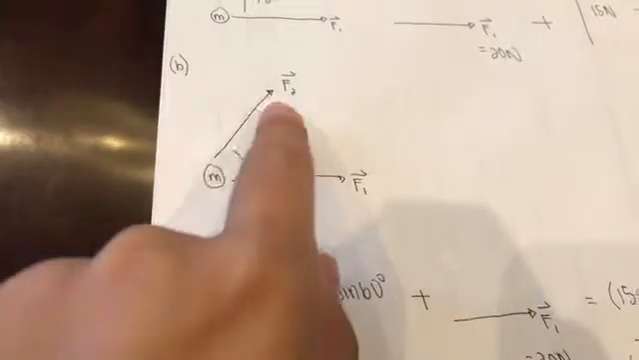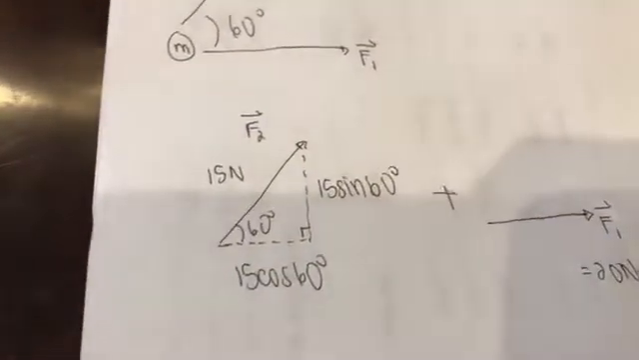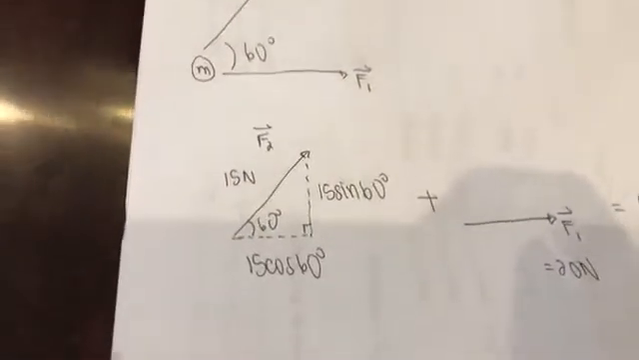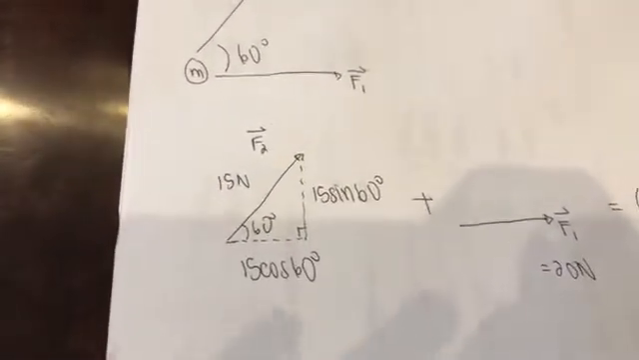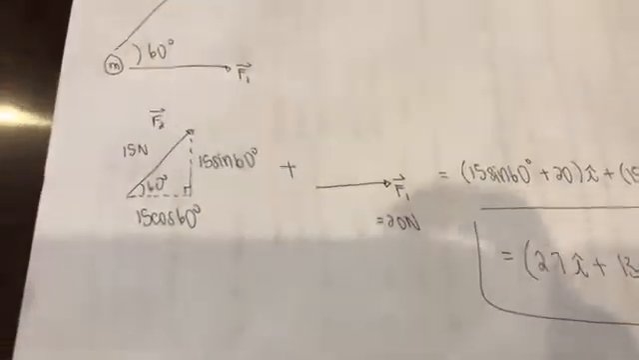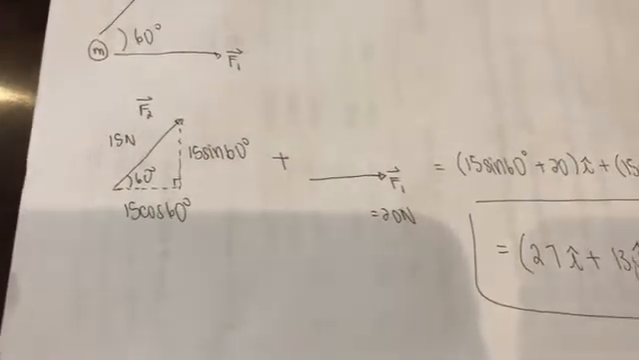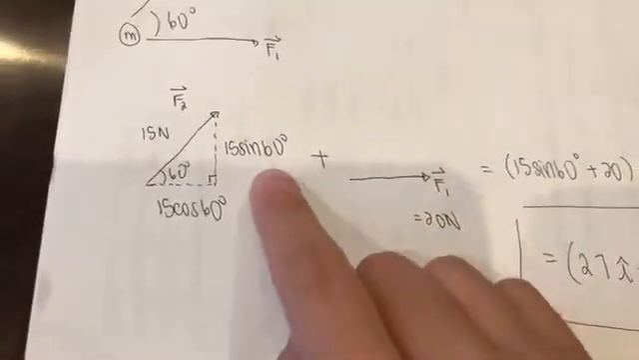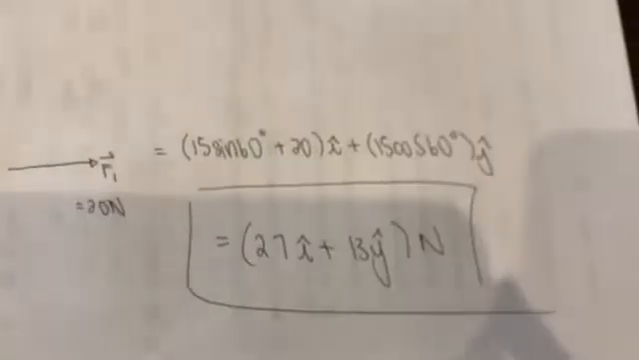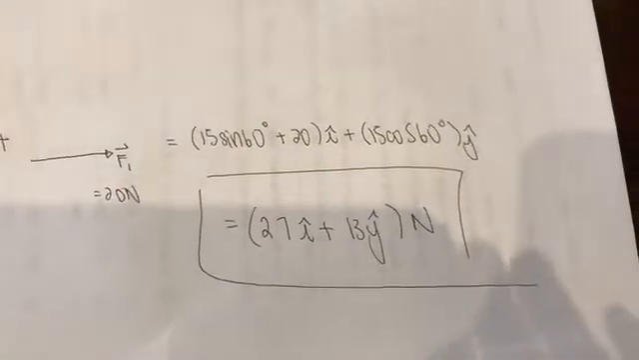And for the second one, since there's an x component and a y component in F2, I drew it separately, and then I solved for them separately, with the x component being 15 cosine 60 degrees and the y component being 15 sine 60 degrees. I added those components with the F1 force, but since there's no y component in F1, it was just this is the y component. And so I solved for it, and I got 27i plus 13j newtons.